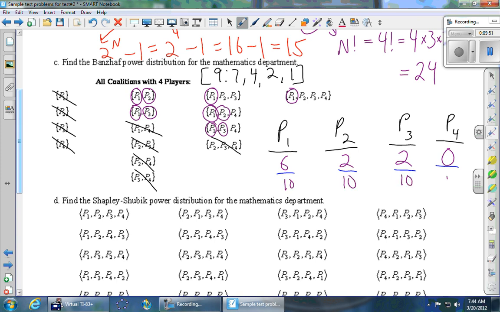So here's our power distribution. P1 has 6 out of 10, which is 60% of the power. P2 has 20%. P3 also has 20%, and poor P4 has no power at all.